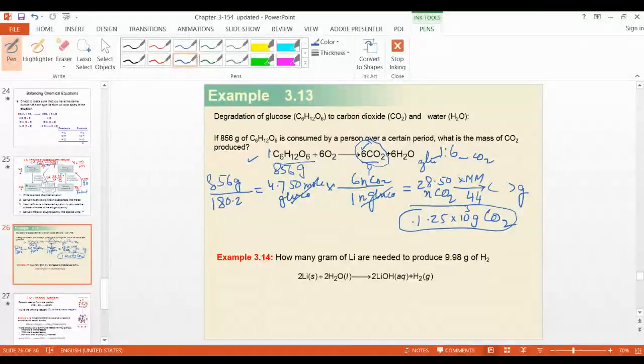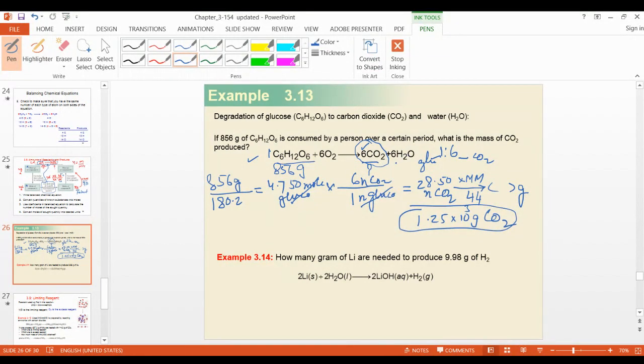Clear? Hello, is it clear to you? Yes, teacher, clear. These molar masses you always get from the periodic table. So the periodic table will be given in the exam, doctor? Yes, it will be given in the quiz as well as in the exam. Don't worry. Okay, so now this is finished.